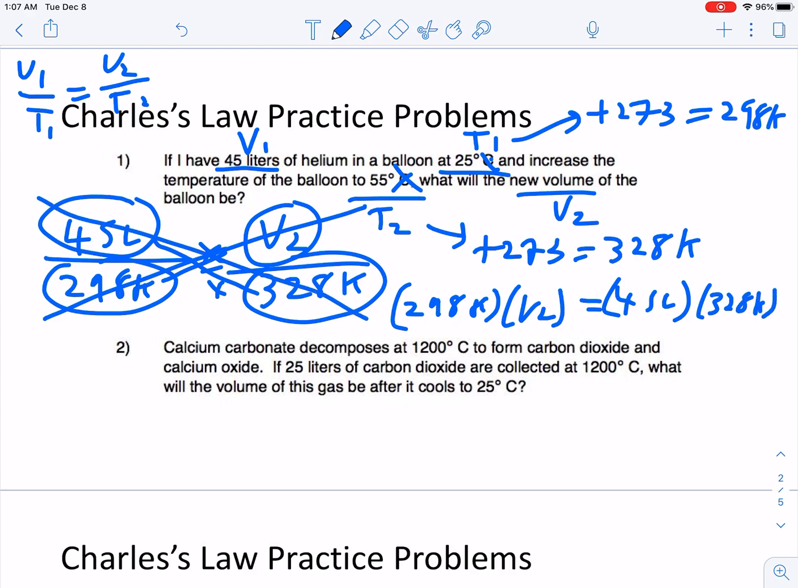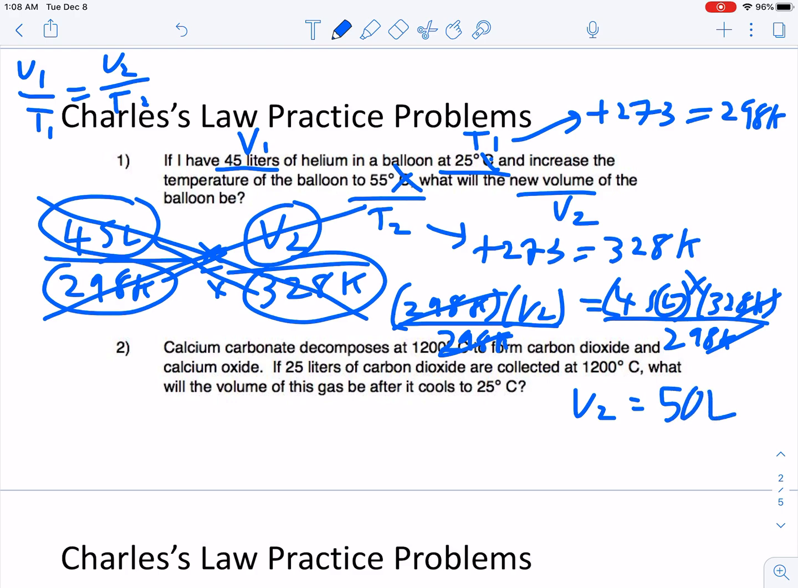So now that I have them linearly, I know that I just need to divide both sides by 298 Kelvin. Those will cancel out. And so I just need to solve that. 45 liters times 328 Kelvin, divide that by 298 Kelvin. Notice the Kelvins will cancel, and I'm left with just liters. And you should get that V2 is equal to about 50 liters.